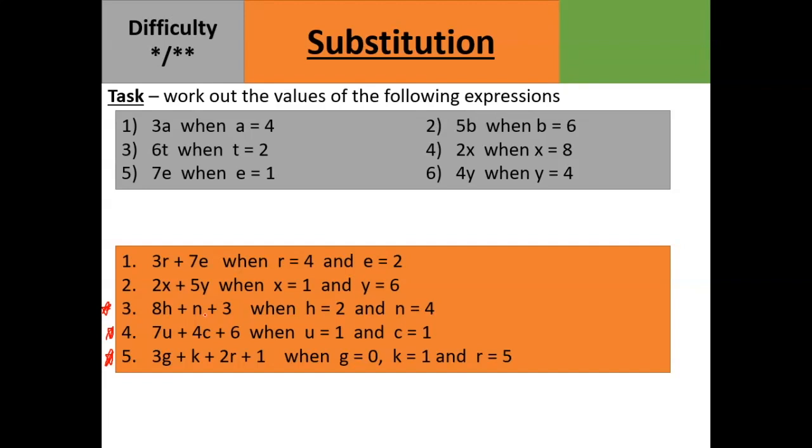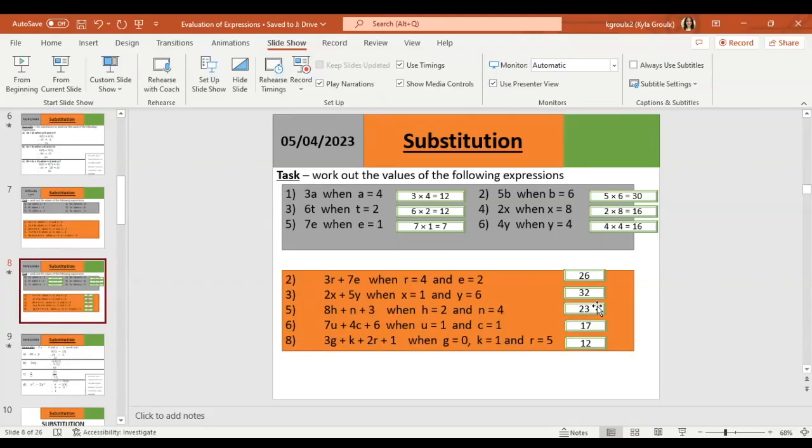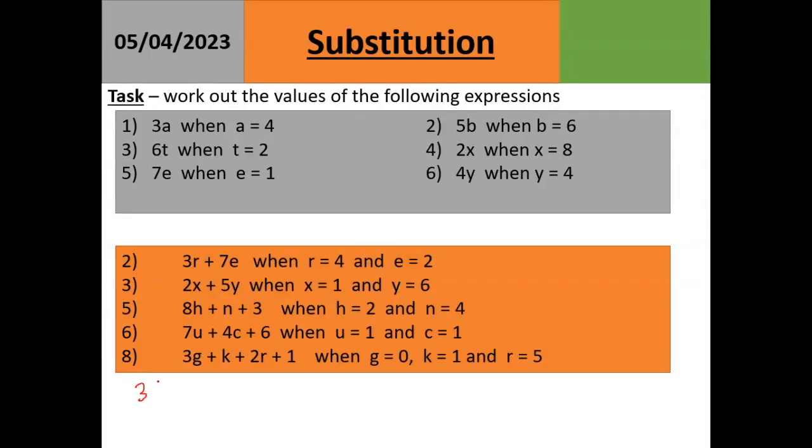So number 3, I got 23. Question 5, I have 23, 6 is 17, and 8 is 12. Maybe I'll write that. The last one I got 15. Okay, you could be right. So 3, my G is 0 plus K is 1. R is 5. 1. So I get 0 plus 1 plus 10 plus 1. Oh, so I get 12.